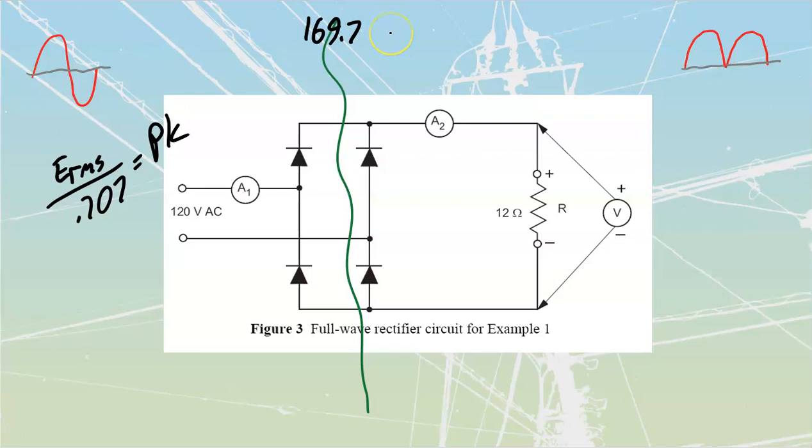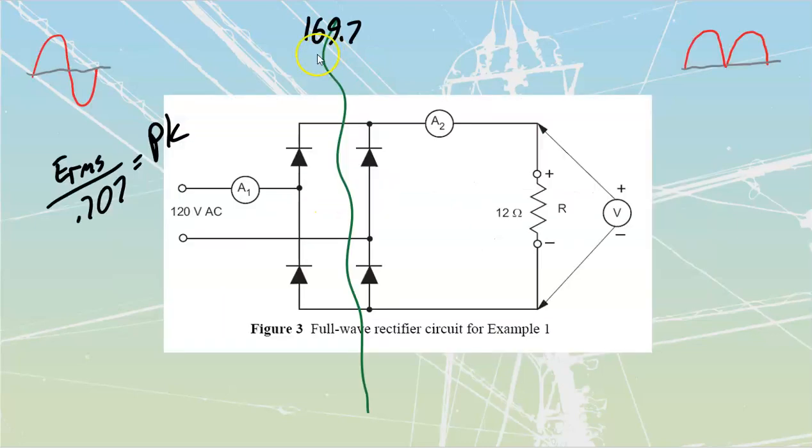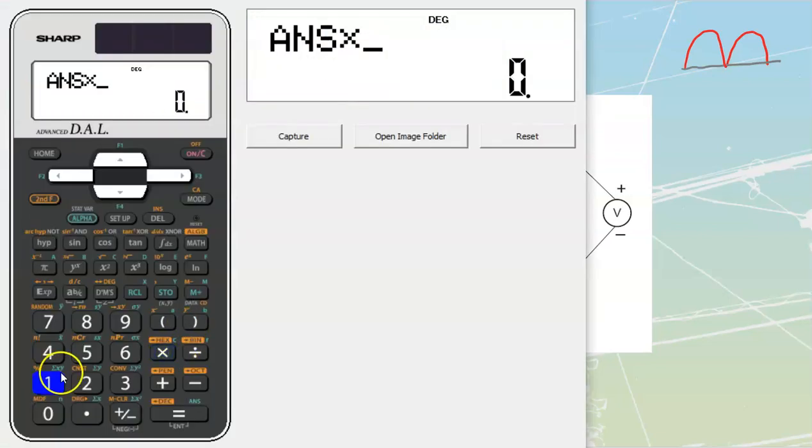How do we go from a peak down to a full wave rectified value? Well, we know that if we go back up to this one over here, my RMS value is going to be my maximum times 0.707. So I'm just going to reverse that calculation, take that 169.7 and multiply by 0.707.